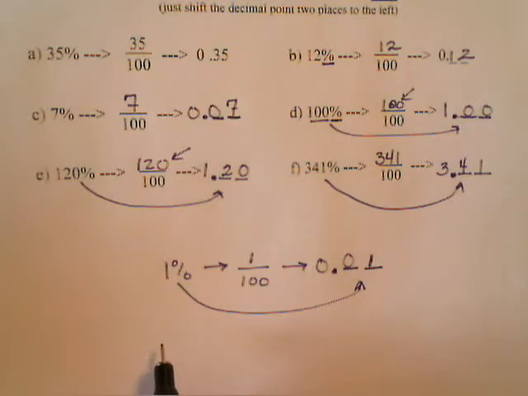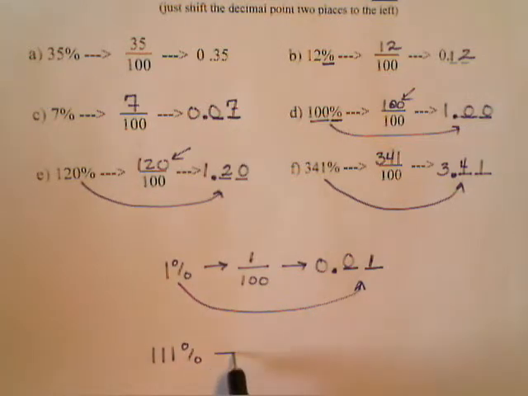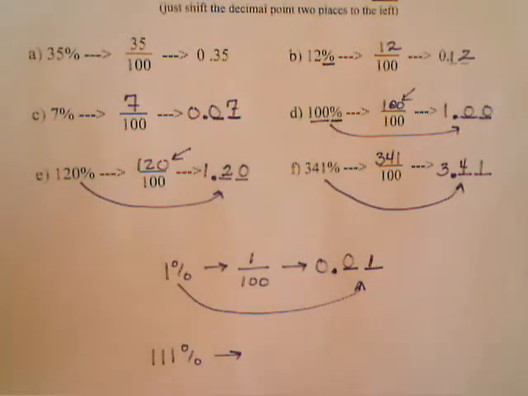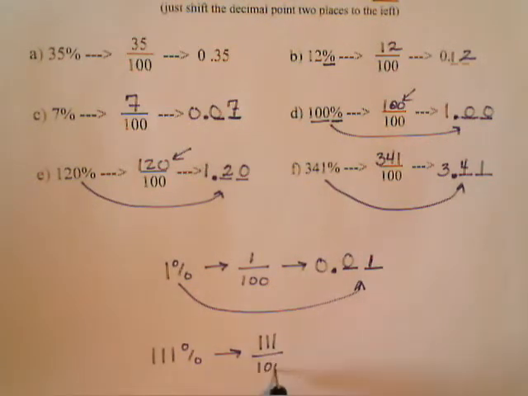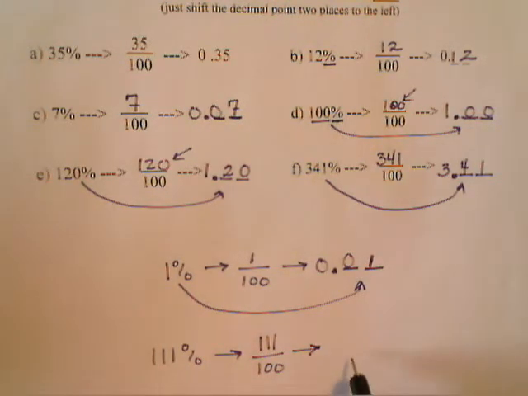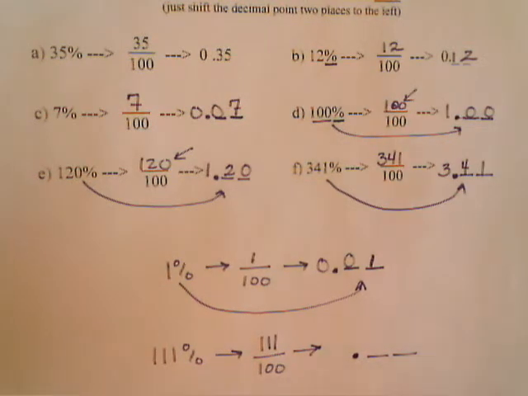All right, let's do 111%. All right, convert that to a fraction, knowing that percent means over 100, and tell me what you get. All right, I hope you got 111 over 100. Now, when I convert that to a decimal, I'm going to put my decimal down. I know I'm going to the hundredths spot.